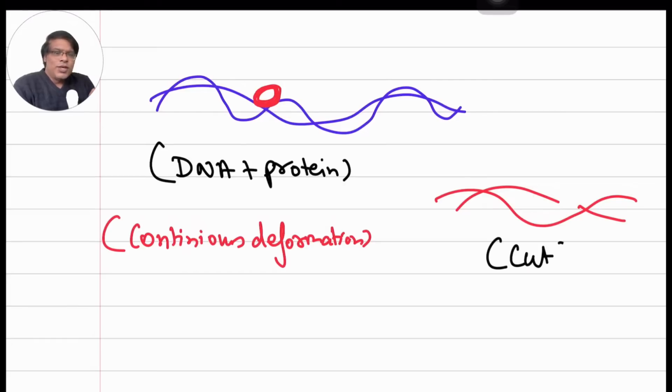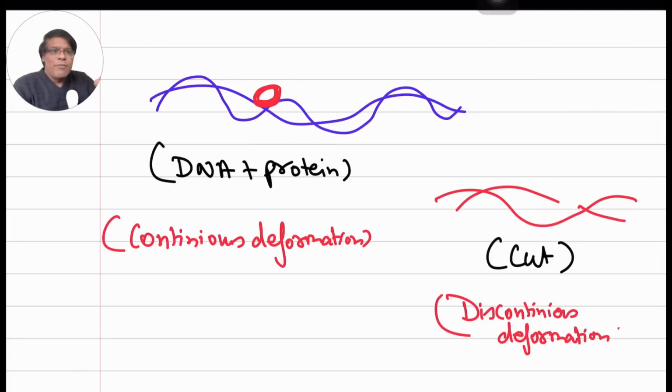Now here take another situation. In another situation, let's suppose you treat this DNA with a nuclease. Okay, the nuclease will go and bind to DNA, it will interact with DNA, and it is going to make a cut within the DNA. So what is going to happen? Many of the properties of the DNA will change. Okay, so this is the example of discontinuous deformation.